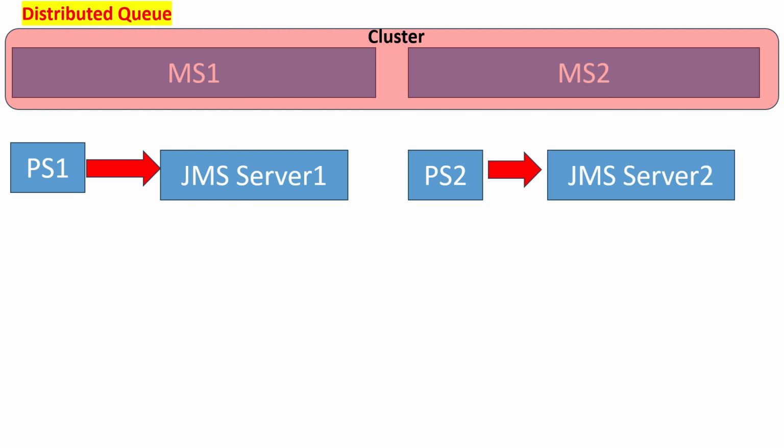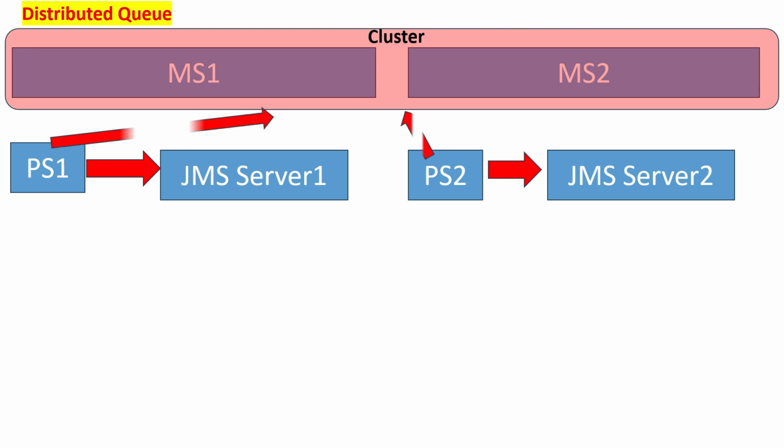Now, if we talk about the distributed queue, let's take the same architecture we have seen for the queue. We have two managed servers in a cluster, managed server 1 and managed server 2. We have created a persistent store 1, which we have targeted to JMS server 1, and the same for persistent store 2, which we have targeted to JMS server 2. So now this is a distributed queue. The distributed queue is a concept used in WebLogic JMS for JMS clustering. It allows the JMS clustering.